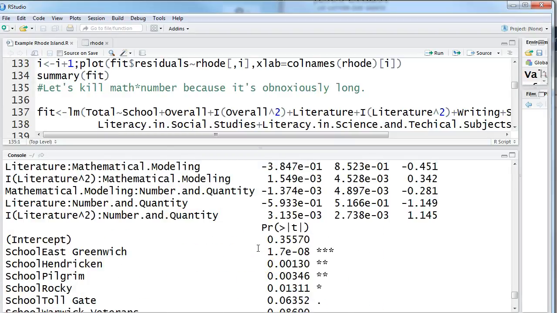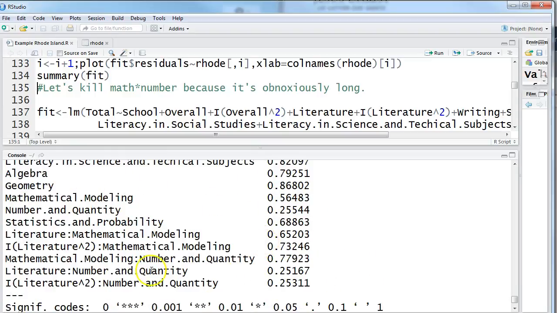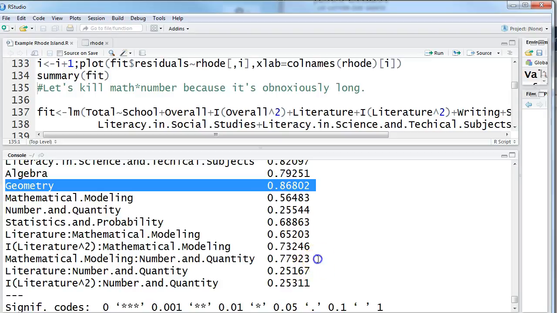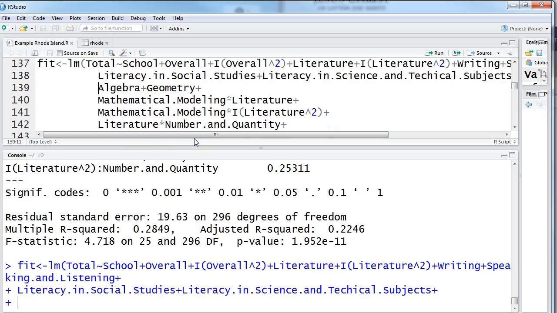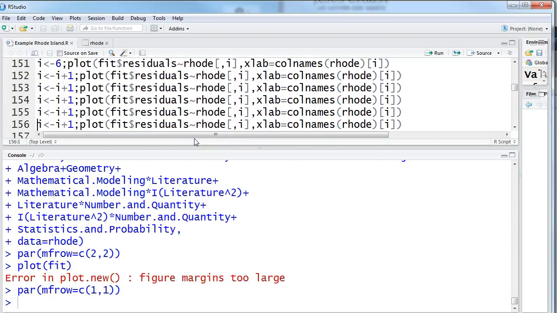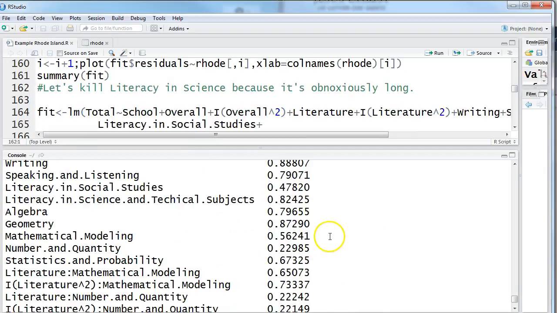Okay, so here we have the p-values, and look at this. None of these guys have a significant p-value. So let's take out mathematical modeling times number quantity. It's a very high p-value, 0.77. It's not exactly the highest, because geometry here is a little bit higher, but it's certainly nasty, and it's a very long name, so I'm just gonna get rid of it because it annoys me. And yes, you can do that. I'm not gonna plot these because I'm gonna break the computer again. Okay, well, that was nice.